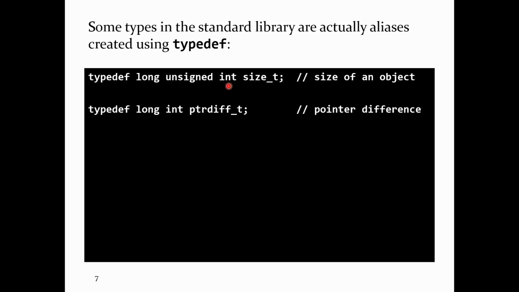There's another type called ptrdiff_t, the pointer difference type. That's the type you get when you subtract 2 pointers, so it's the difference between 2 pointers. That type is actually long int. It doesn't actually have its own type. It's just a name for some other type.